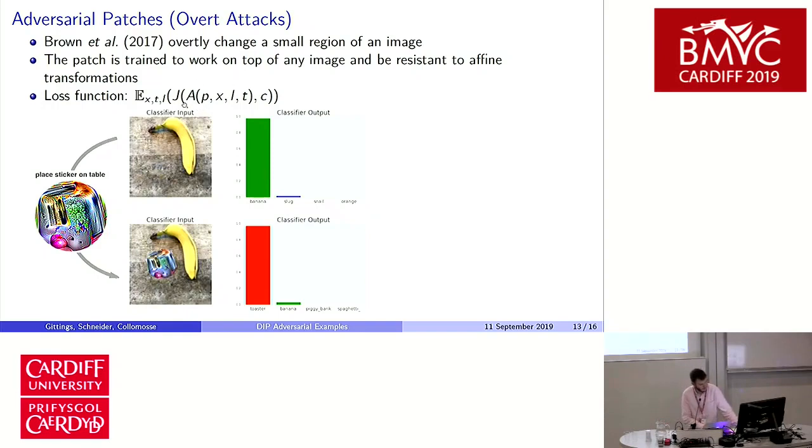So this term here, all it's saying is you take the patch P, apply it to the image X at location L, and with affine transformation T, so your rotation and your scaling. And then they're just averaging over all of the images in your training set, all of the transformations we're interested in, and all of the possible locations in the image. And then that, we hope, creates a patch that you can apply wherever you like on any image, maybe even print it out, and it will work. So those were their results there.